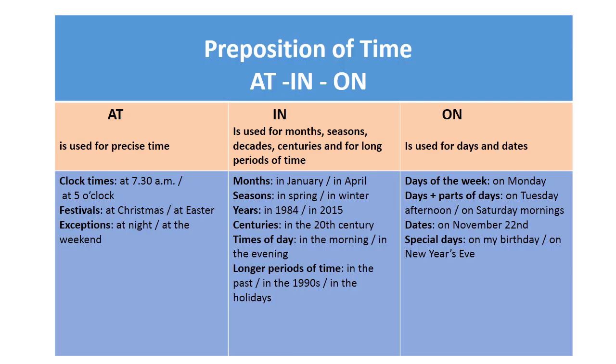In this table, these prepositions are further described with examples. For example, at is used for precise or particular time. At is used to show clock timings: at 7:30 a.m., at 5 o'clock; to show festivals: at Christmas, at Easter. For exceptions: at night, at the weekend. In is used for months, seasons, decades, centuries and for long periods of time.